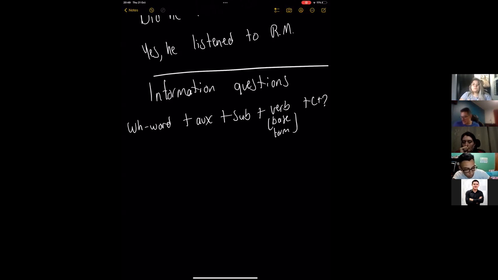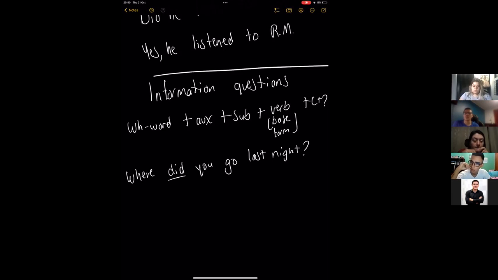Okay, let's try it. For example, where did, because we know did is the auxiliary for simple past, where did you go last night? And question mark. Super simple. I know this is very obvious, but with information questions, you cannot say yes or no. They require more information. As we say in Spanish, more carnita. Like you need to tell me more.